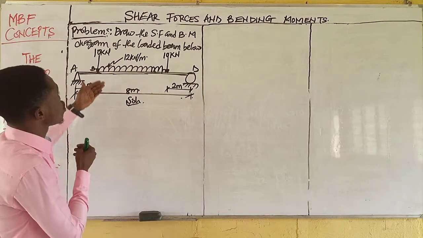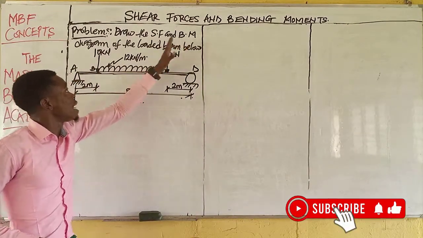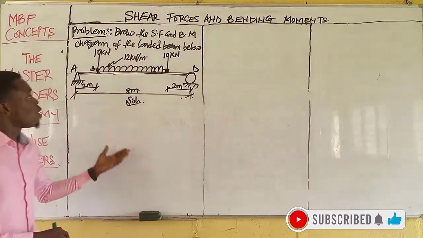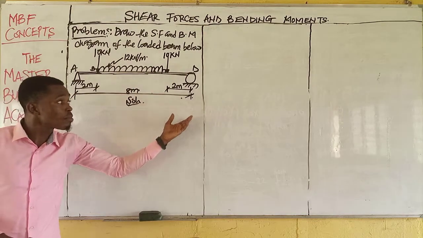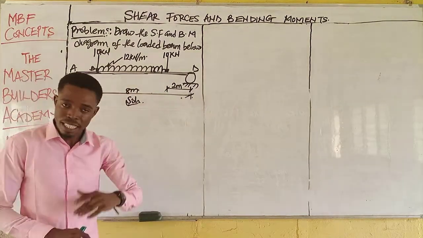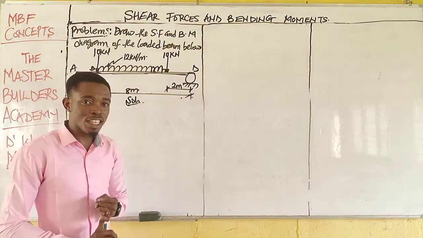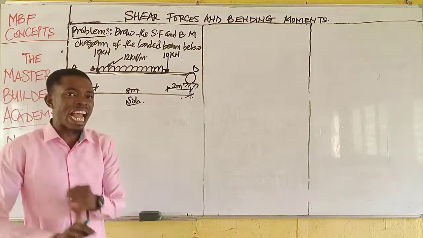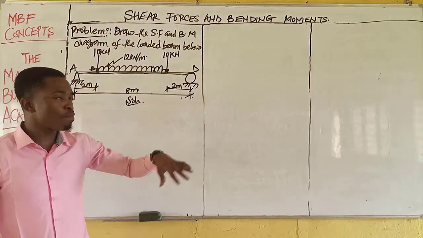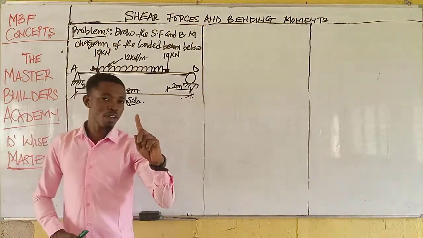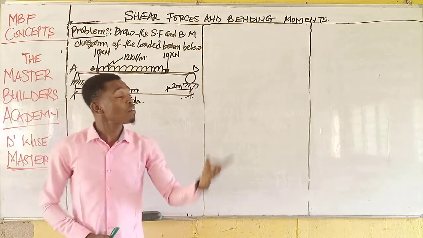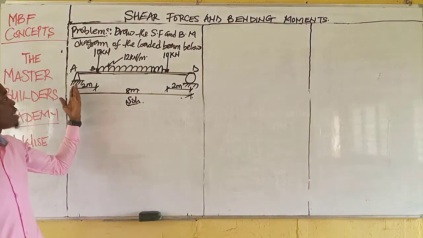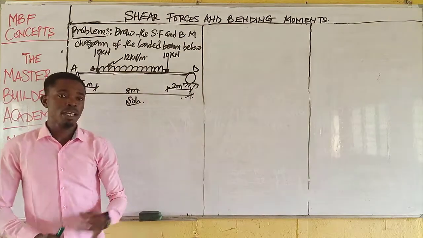On the board, we are asked to draw the shear force and bending moment diagrams of the loaded beam below. We already have the beam as shown. All we need to do is identify the type of beam. Your analysis of bending moment and shear force starts from identifying, that's the first step, the type of beam. Now guys, what type of beam is this? I'll give you a second to think about that. This is what we call a simply supported beam, a beam that is supported at one end with a pin and at the other end with a roller. This is the first thing.